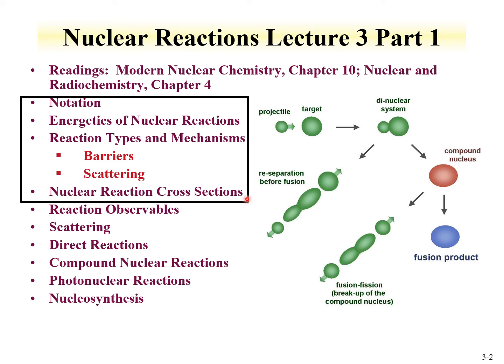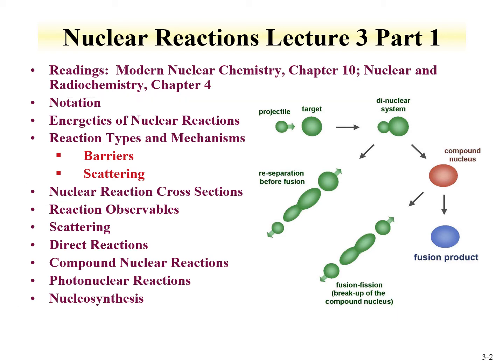In the lecture on the chart of the nuclides, we discussed cross-section values. In this lecture, we'll actually discuss a little bit more detail what the cross-section means and how we use that cross-section to help us describe reactions. In the second part of this lecture, we'll discuss reaction observables, information that comes out of nuclear reactions to help us understand the interaction between the particle and the nucleus.